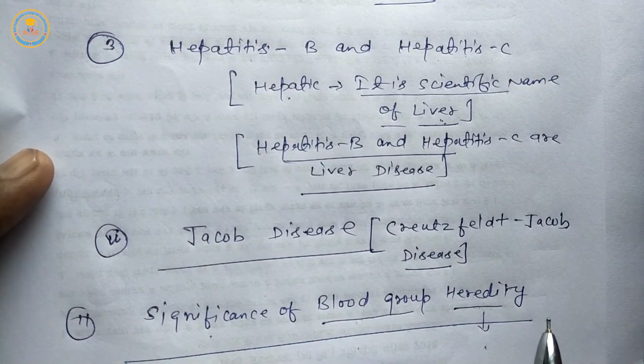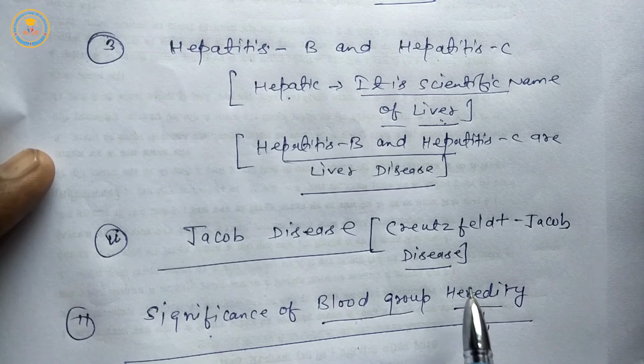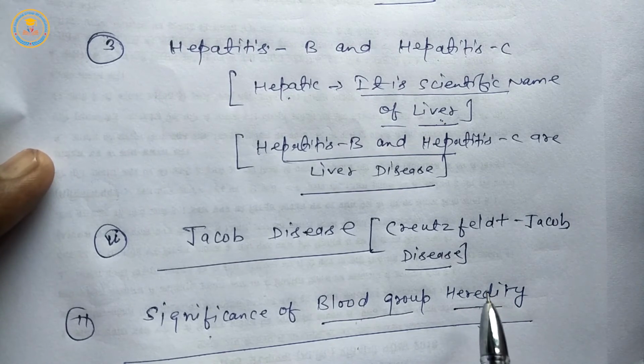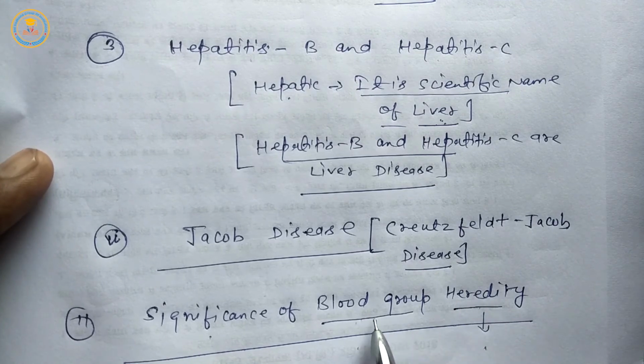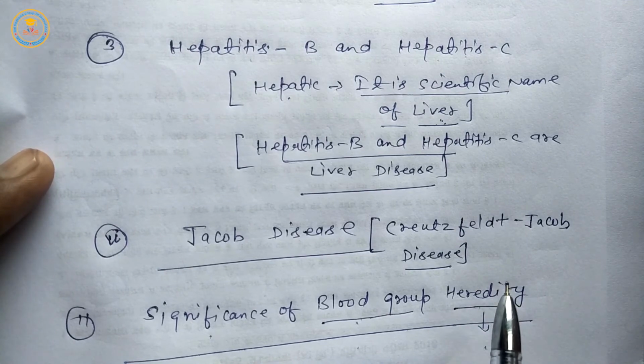Students, remember, humans, it means Homo sapiens, have 6 types of genotype. First is IAIA, IBIB, IAIB, and so on. And next, 3 types of alleles in ABO blood group. First of all is IA, second is IB, third is I0. Alleles means alternative forms of genes.